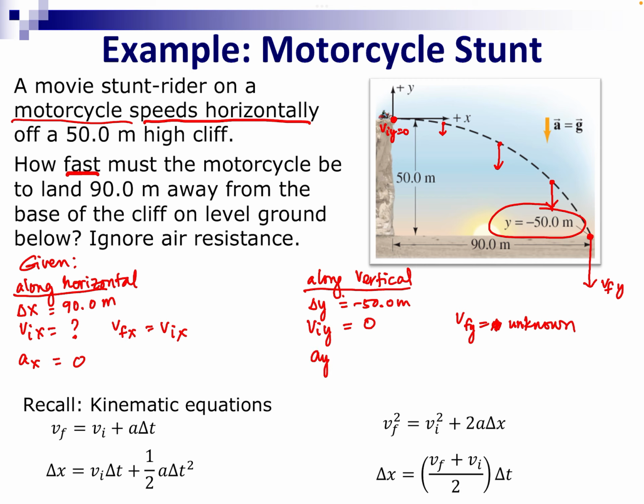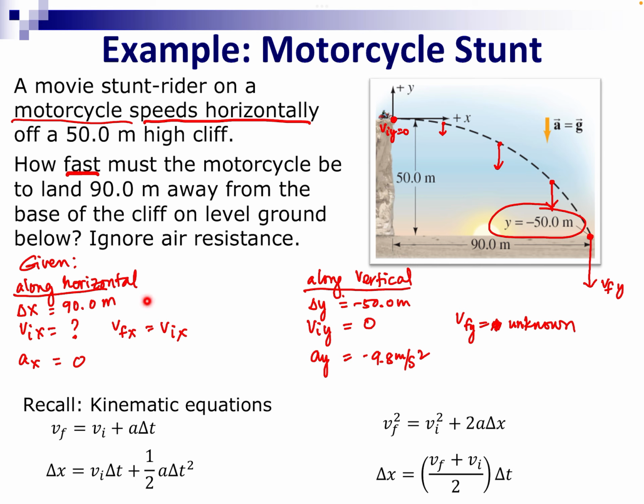But what we know is that the acceleration along the y is always equal to negative 9.8 meters per second squared. So we've written down what's given. We separated what's along the horizontal and what's along the vertical. What we were being asked is how fast the motorcycle must be. The motorcycle only speeds horizontally.